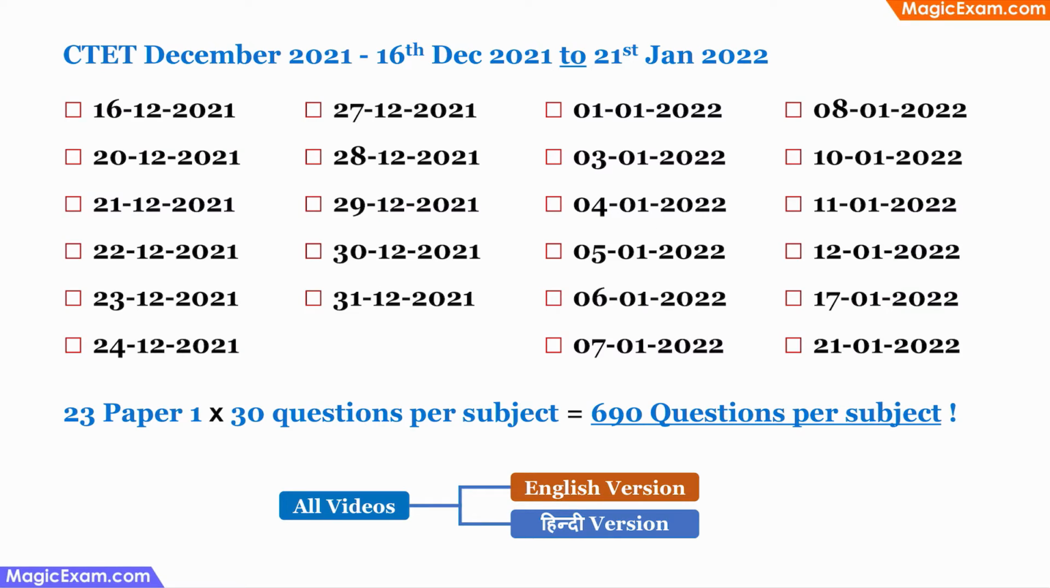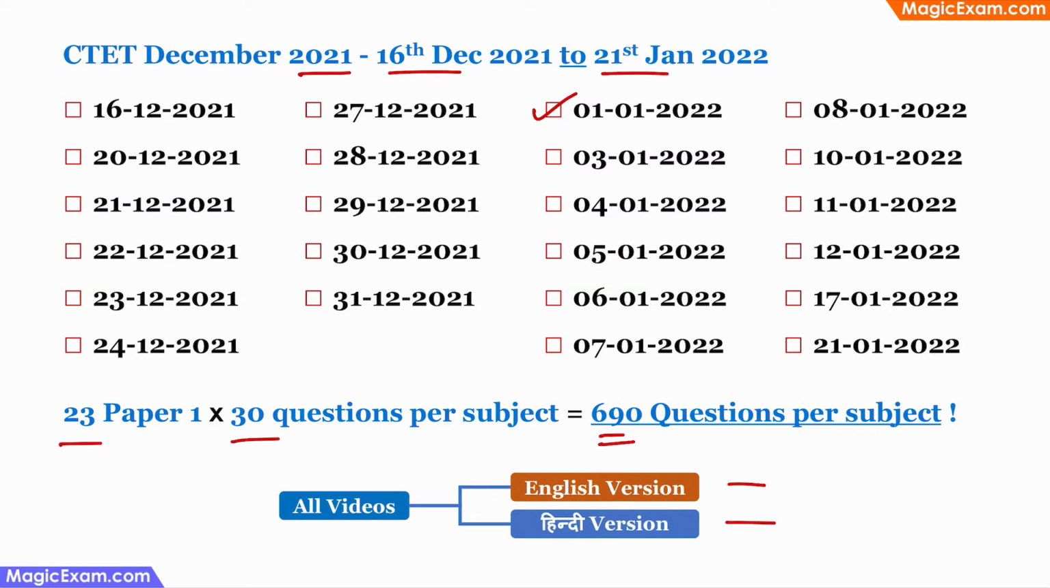As you are aware, the CTET December 2021 examination was held from the 16th of December of 2021 till the 21st of January of 2022 in successive batches in an online mode. And in today's video, we will solve the mathematics questions from the paper 1, which was held on the 1st of January of 2022. And in this entire series, we will be solving 23 question papers and with 30 questions per subject per paper. We will be solving 690 questions per subject. And all of these videos are available in both English and Hindi versions on our channel.